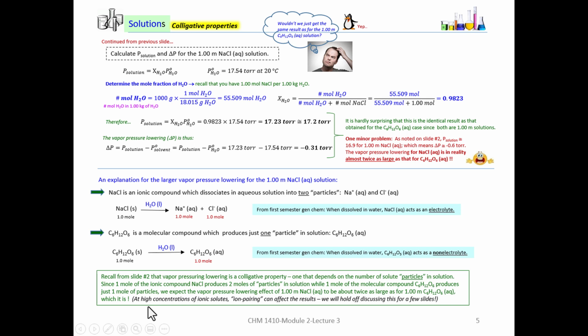Now, at high concentrations of ionic solutes, something called ion pairing can affect the results. So in other words, here we seem to be able to say that it makes sense that the effect for sodium chloride would be twice that of glucose, because sodium chloride breaks up into 2 ions for each sodium chloride that dissolves. Later on, we'll find that when the concentrations of the solutions become larger, the ionic compounds have some unexpected behavior that we can adjust for. We'll get to that in a few slides.